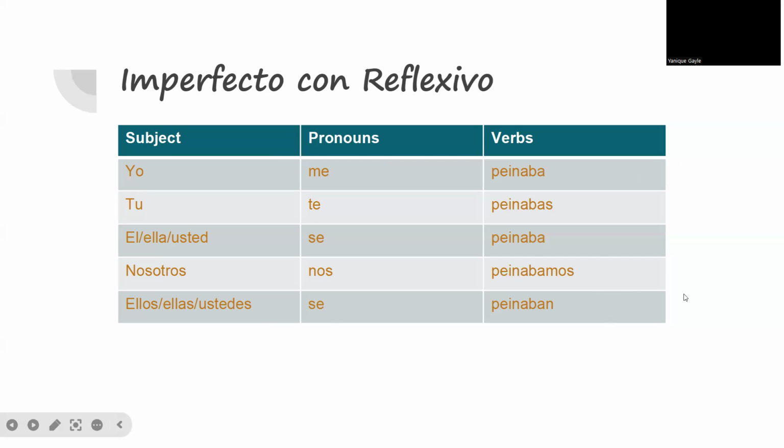Obviously, the complement here would be their hair, but when we use peinar, we know that it's referring to combing one's hair, okay? So this is how we will use the imperfecto with reflexive pronouns. Awesome. We will move on to the next part of the course in a moment.